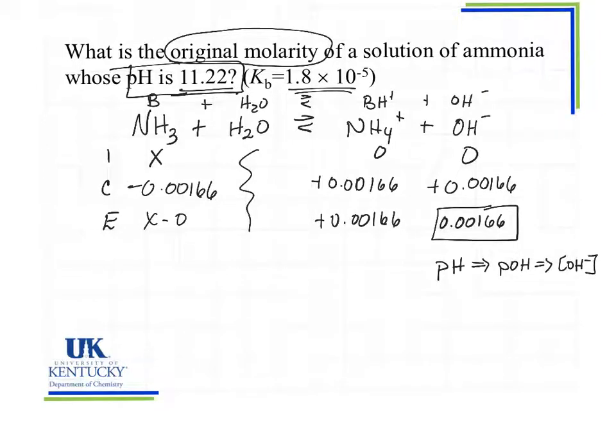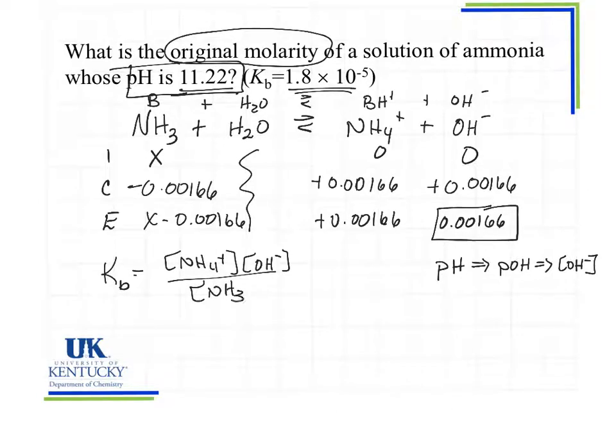So over here under the E of NH3, we have our unknown. So let's write our KB expression. We know that KB is the NH4 concentration times the OH minus concentration divided by the NH3 concentration at equilibrium. Plugging in what I know, I've got a value of KB equal to 1.8 times 10 to the minus 5.